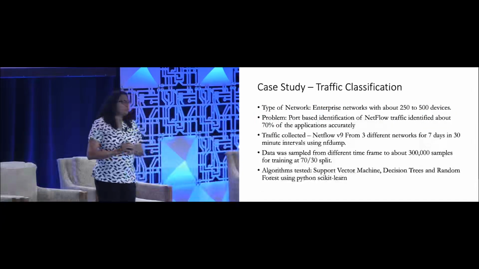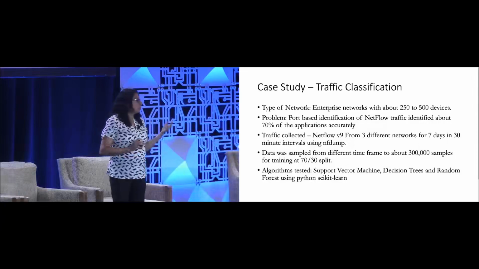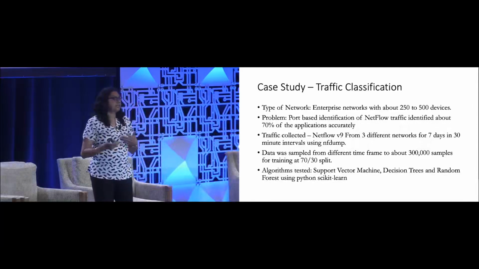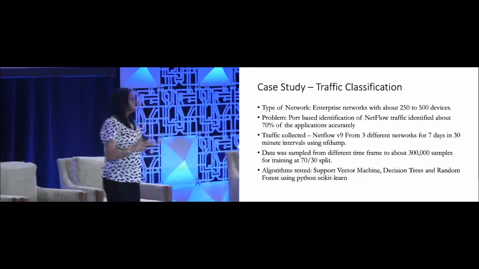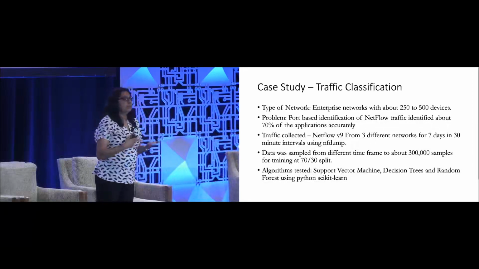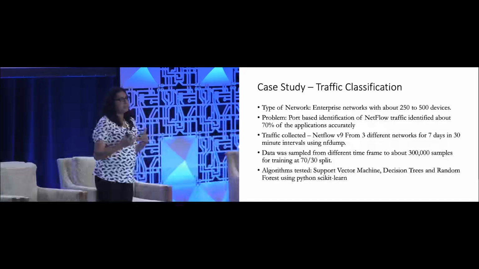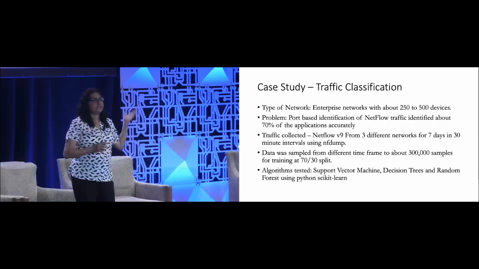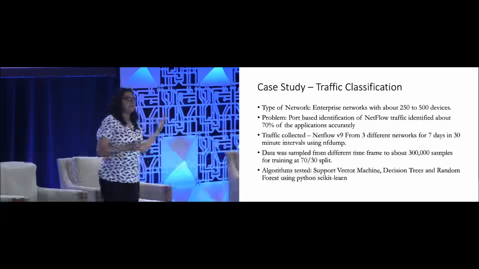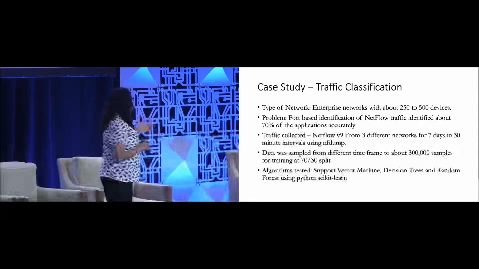So I'm going to talk about two case studies. One is traffic classification. Like I said, that's the one that we did. Traffic classification and fault detection were the two that we really spent a lot of time on. What we did, we tested it on a small network with 250 to 500 devices. We did a port-based analysis, and it gave us about 70% accurate identification.